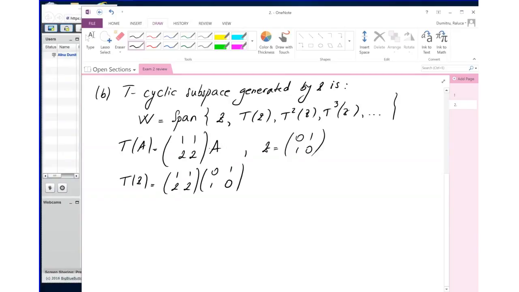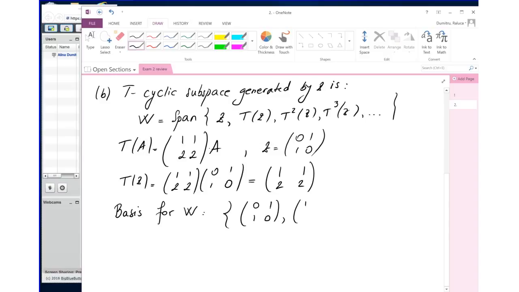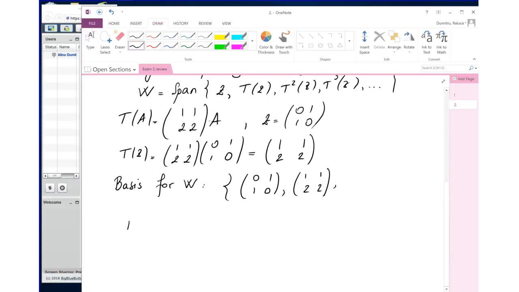So we apply T to Z, which means multiplying those two matrices. So we get 1, 1, 2, 2. Of course, this is Z by itself. So now I'm trying to add this to the set as long as it is linearly independent, and it definitely is. There is no way to get a linear combination of those two equal to 0. All right, so let's see if we can add another one.